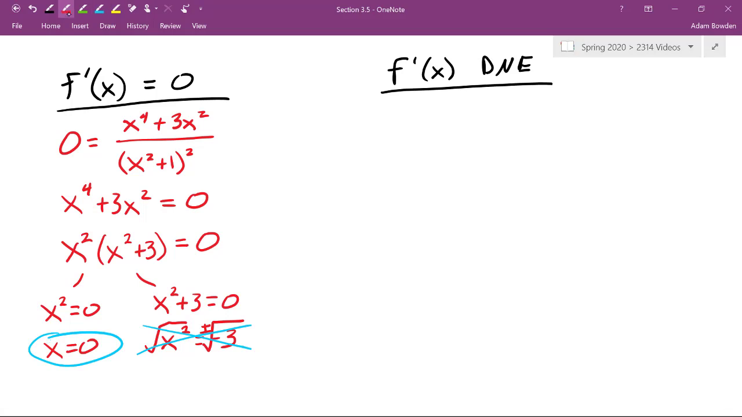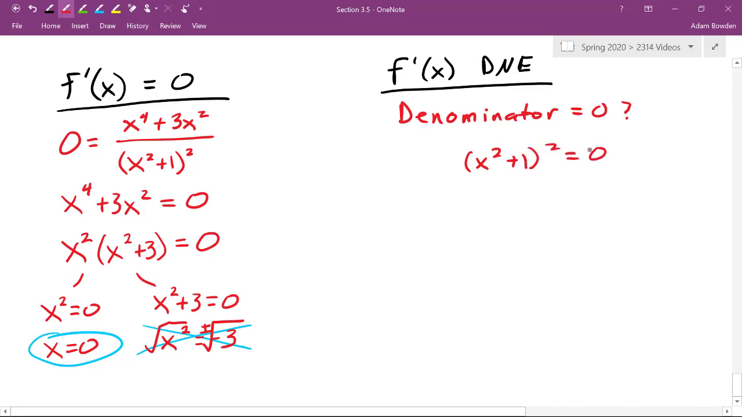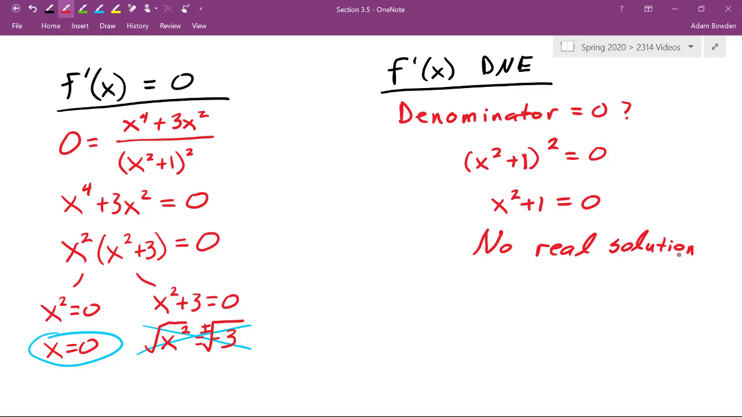Now, on the other hand, where the first derivative does not exist, the denominator equals 0. But it's just the same basic denominator we started out with, raised to the second power, which still doesn't remove the fact that we're dealing with x squared plus 1. That's imaginary solutions, so no real solution. So no need to worry about the denominator being 0 and the first derivative not existing. So we only have one critical value to work with, and that's x equal to 0.